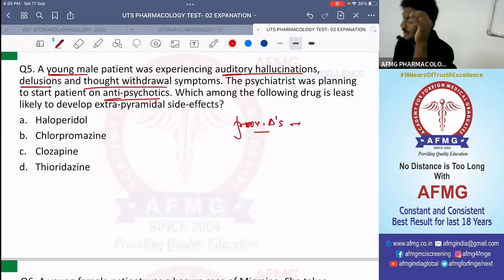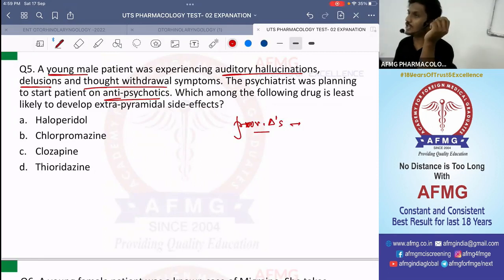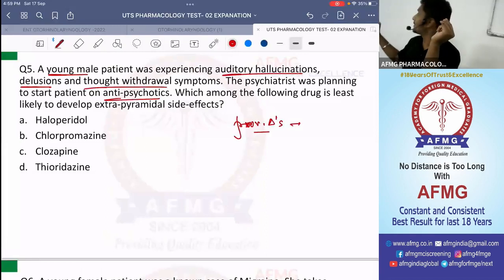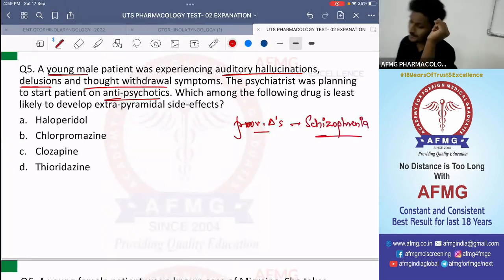Very good. So psychotic symptoms like hallucinations and delusions, and mainly which type of hallucinations? Auditory hallucinations, which are the commonest type in psychotic disorders. And thought withdrawal symptoms in a younger male are more likely to suggest schizophrenia. And in schizophrenia, the psychiatrist was planning to start antipsychotics. Which among the following drugs is least likely to develop extrapyramidal side effects?